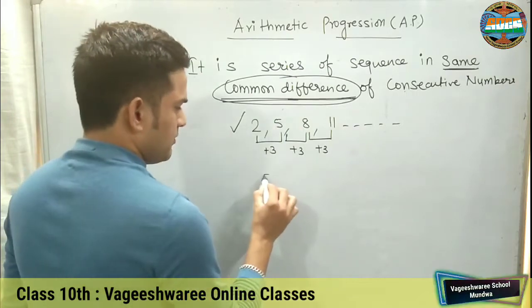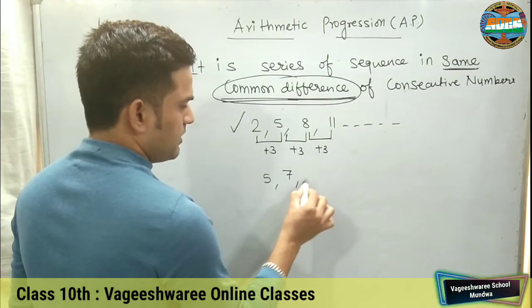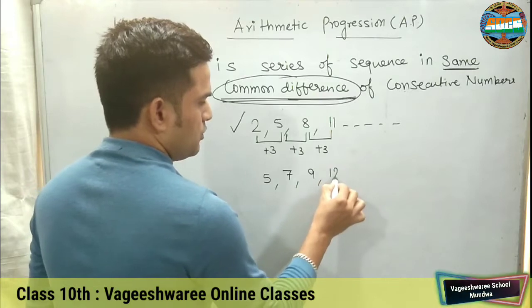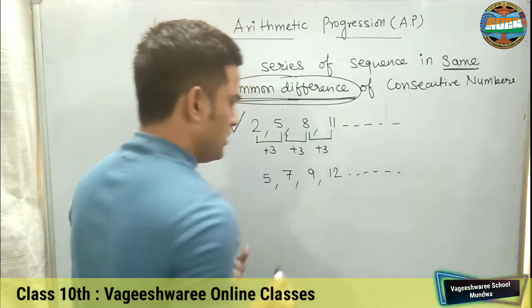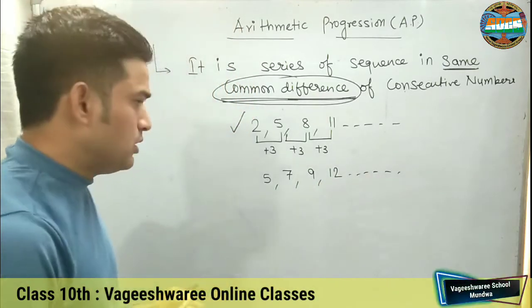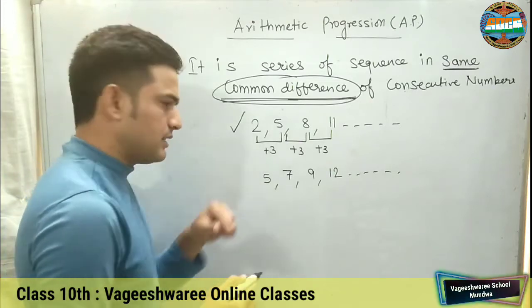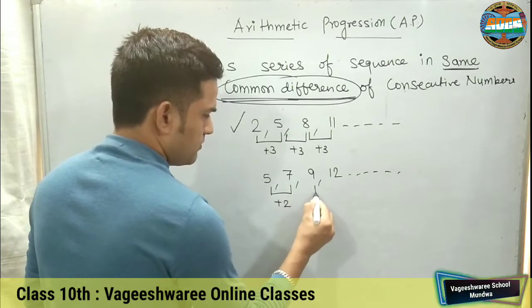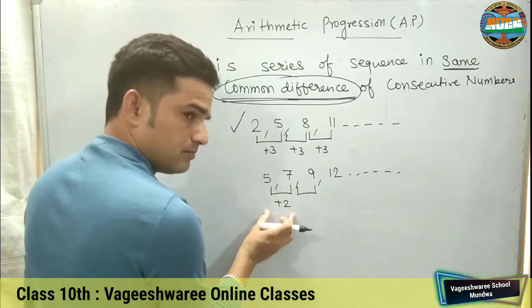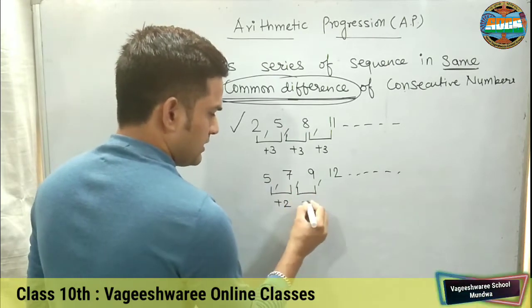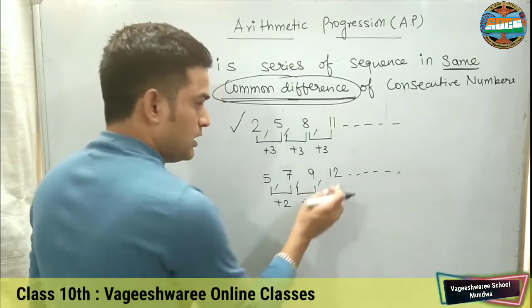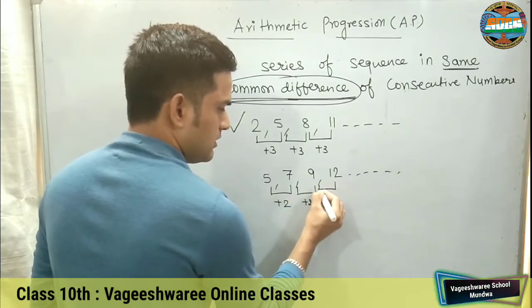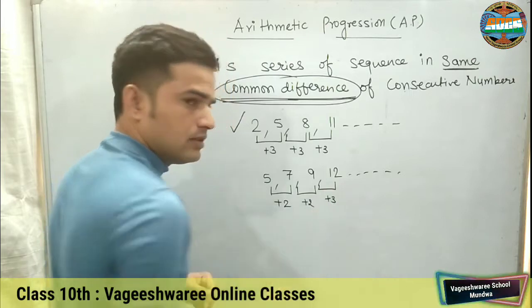Next example: 5, 7, 9, 12. Is this an AP? We check that. 7 minus 5 is plus 2. 9 minus 7 is plus 2. 12 minus 9 is plus 3.